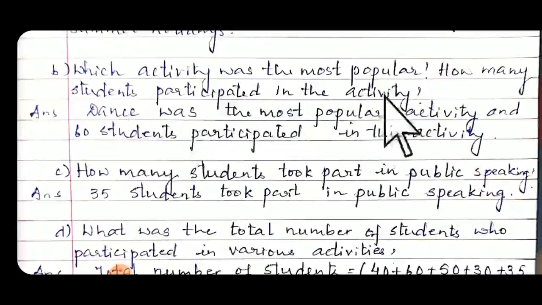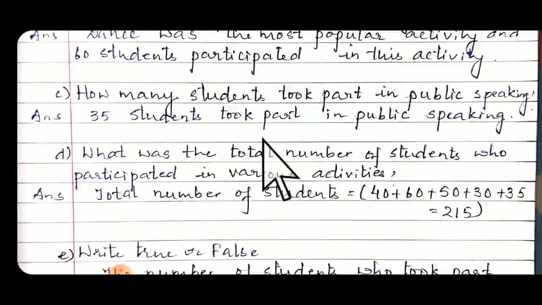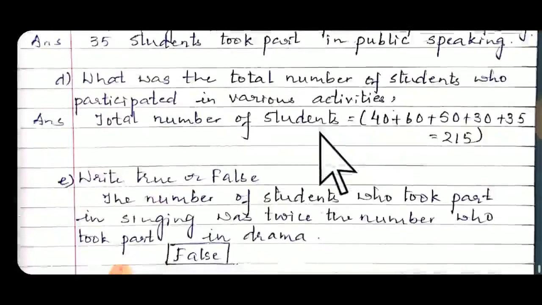B. Which activity was the most popular? How many students participated in the activity? So it is the dance which is liked most. Yes, you people also like the dancing activity more, no? In that, 60 students have participated. C. How many students took part in public speaking? 35 students took part in public speaking.